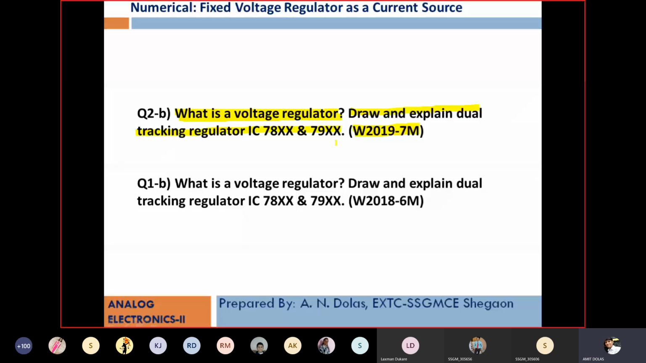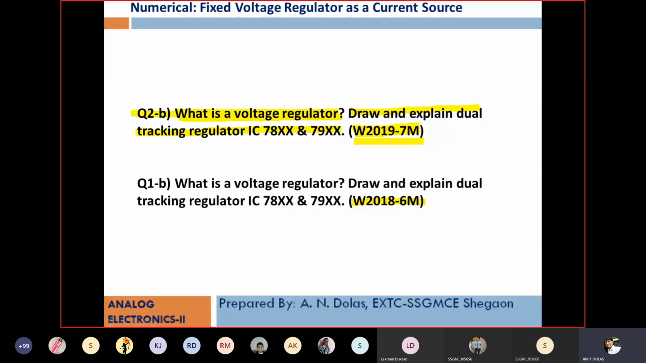We have seen this theory in the previous lecture, in the last but one slide, where we have both the ICs together. We had the 7815 and 7915 to develop a dual power supply, that is plus 15 and minus 15, with certain protection diodes, short circuit protection diodes D1, D2, D3 and D4, that you have to write here to get 7 out of 7. Another theory question was asked in winter 2018, 6 marks.